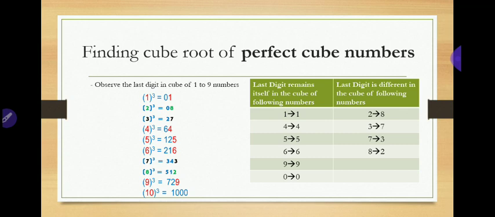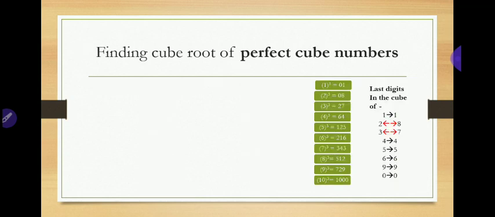You can observe that in the cube of 1 the last digit is 1, in the cube of 4 the last digit is 4, in the cube of 5 the last digit is 5, same for 6, 9 and 0 also. But the last digit of the cube of 2 is 8, of 3 is 7, of 7 is 3, of 8 is 2. That is, the last digits of 2 and 8 are vice versa, and of 3 and 7 are also vice versa. If you know this table, you can easily find the cube root. So let us start with an example.